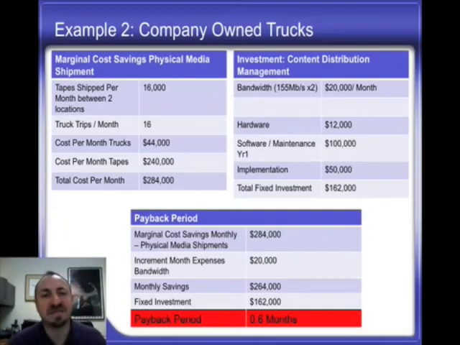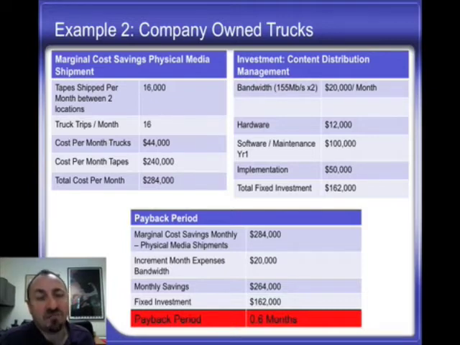Okay, so another real world example is another customer who has company-owned trucks. They were paying about $80,000 per month for FedEx between two facilities about 1,500 miles apart, and they were shipping about 16,000 tapes per month between these two facilities.